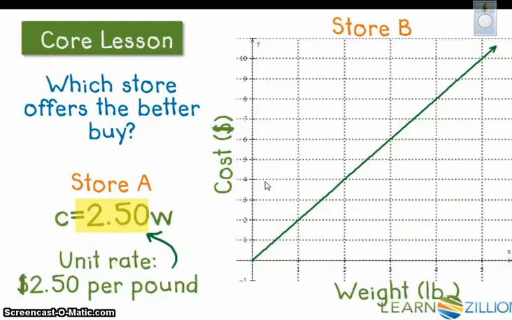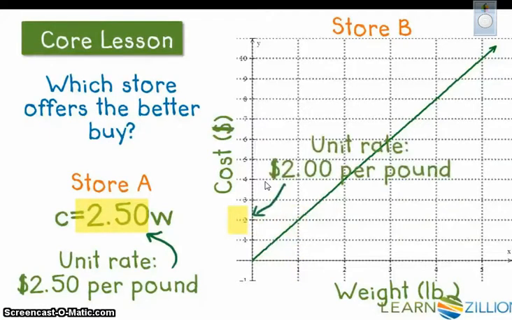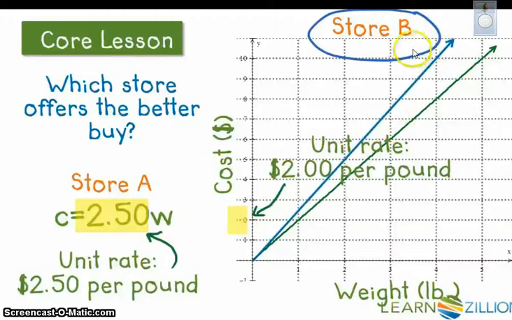We can find the unit rate by finding 1 on the x-axis. We see that 1 pound costs $2, so the unit rate is $2 per pound. Since we're talking about which is the better buy, the answer is going to be the store that costs fewer dollars per pound. So store B is the better buy, because $2 is less than $2.50. Now go down to your next. By the way, this is what the graph for store A's pricing would look like. Notice that it's steeper than store B's graph. That's because you're paying more dollars in store A for every pound.